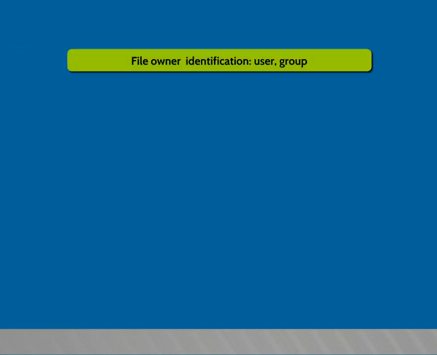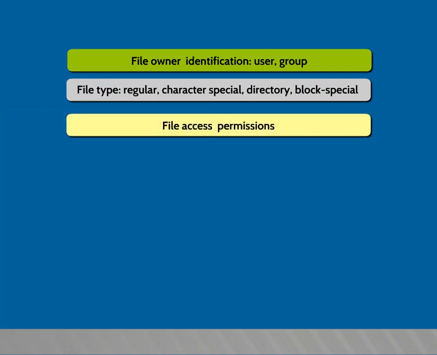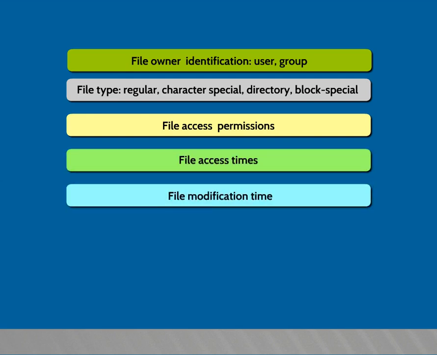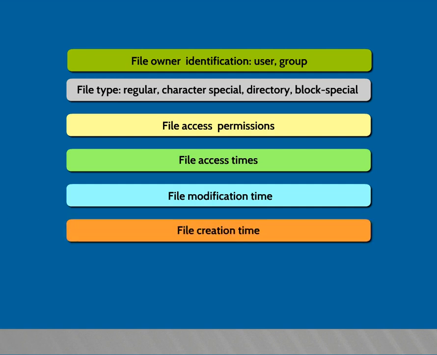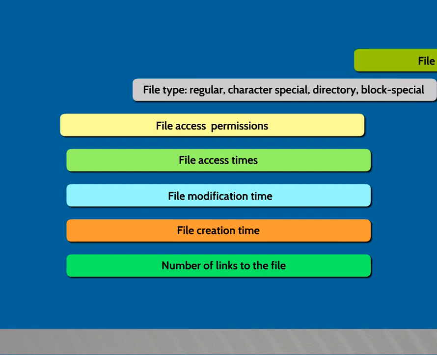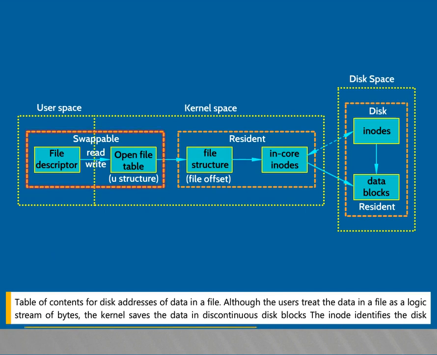File owner identification: user, group. File type: regular, character special, directory, block special. File access permissions, file access times, file modification time, file creation time, number of links to the file. Table of contents for disk addresses of data in a file.